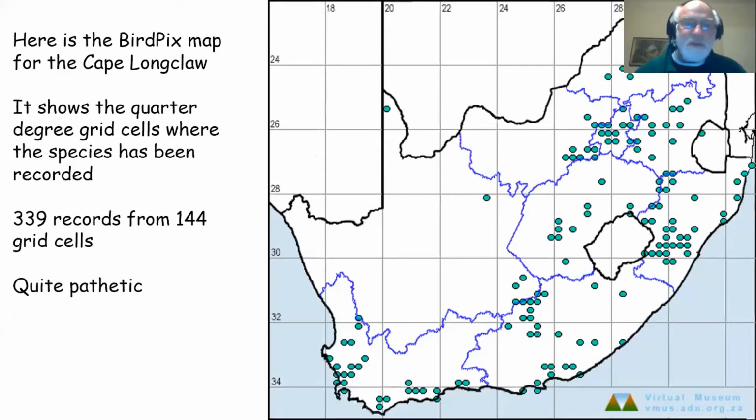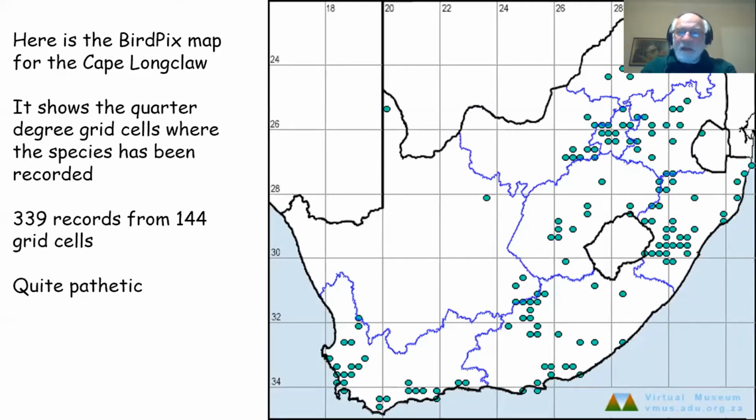So jumping straight in, here is the bird atlas map for the Cape Longclaw in South Africa, Lesotho, and Swaziland. So this is just a presence-absence map, just presence-absence. So there's no indication of how many records there are in this display. So we're told that there are 339 records from 144 grid cells, and there are 2,000 grid cells in this region.